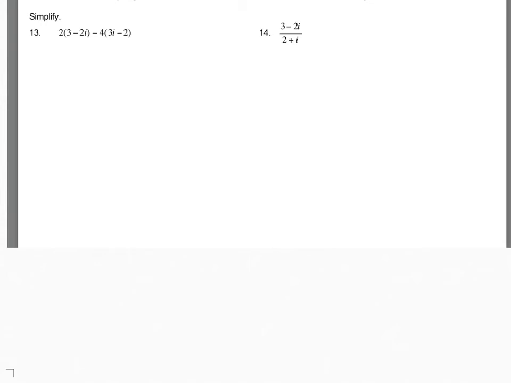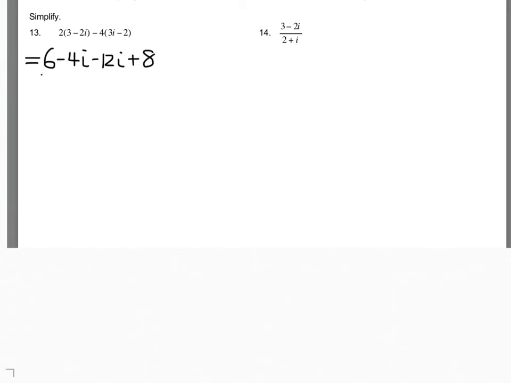Number 13, simplify. This is complex numbers. So the basic rule is you add and subtract real numbers with real numbers. You add and subtract imaginary numbers with imaginary numbers. So let's do this by distributing. 2 times 3, that's 6. 2 times negative 2i, that's negative 4i. Then you are distributing negative 4. Don't forget to distribute to both terms in the second parenthesis. Negative 4 times 3i, that's negative 12i. And then negative 4 again distributes to negative 2. Negative 4 times negative 2, that's positive 8.